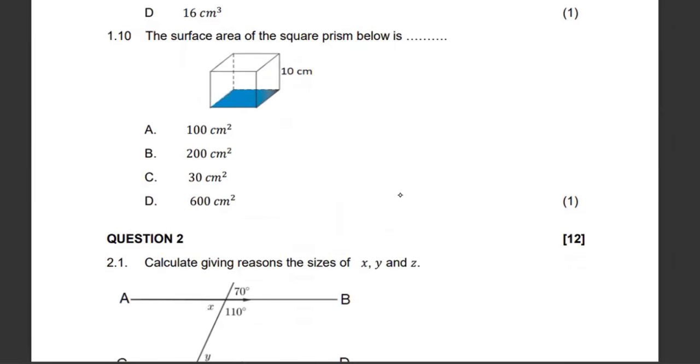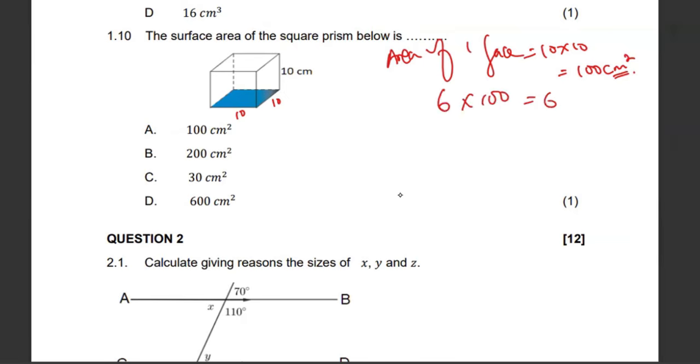Then 1.10, they want us to get the surface area of the square prism. So even with a square, all the sides are the same. If we can get the area of one face, it's going to be 10 by 10, which gives us 100 centimeters squared. Then how many faces do we have? We have 6 faces. So it's 6 times 100, which becomes 600 centimeters squared. So option D becomes the best option.